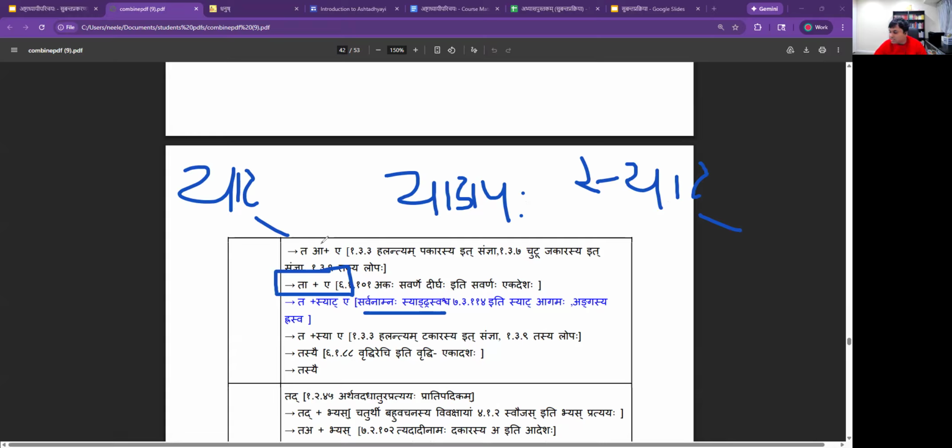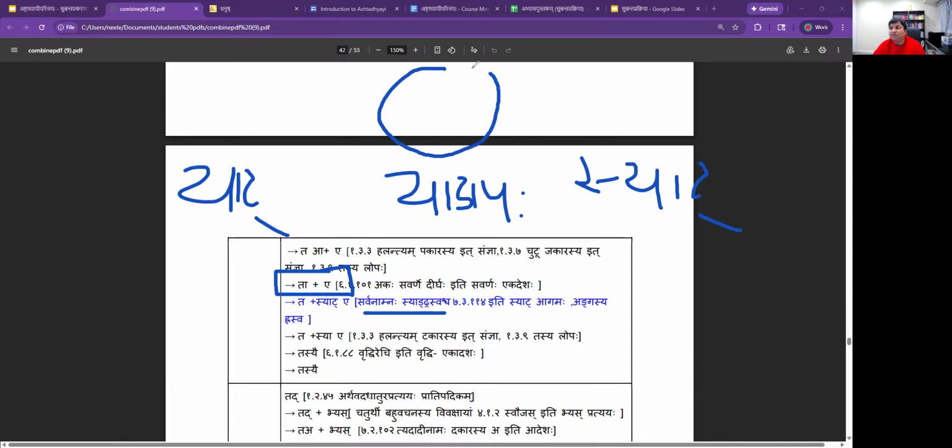We usually take these things for granted. I did not discuss, or maybe I have discussed, I don't know in detail, but these things should be worked out at the back of the mind. Yat is for all Akaranta words. Syat is only for Akaranta Sarvanama Samyaka words. So what is the relationship between them? It is a subset superset, Utsarga versus Apavada.